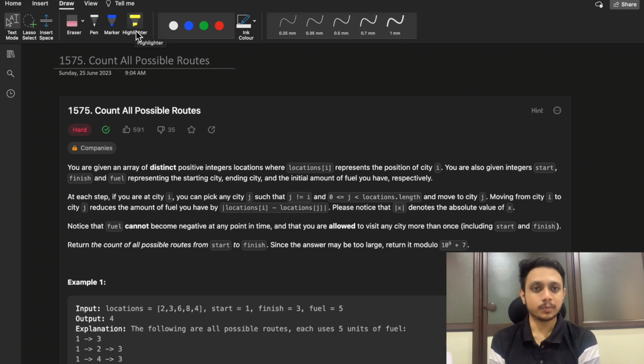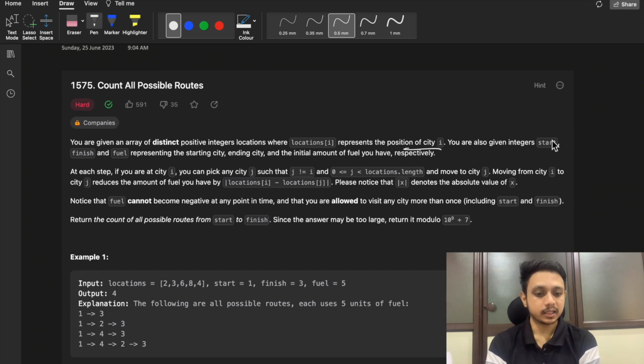So now let's move on to the problem statement. Here you are given a location array, where location[i] represents the position of city i. Then you are given two variables, start and finish, the start point and the destination point, and also one variable, fuel. For a minute, just forget about the fuel. You need to find the number of different possible paths from the starting location to the ending location.